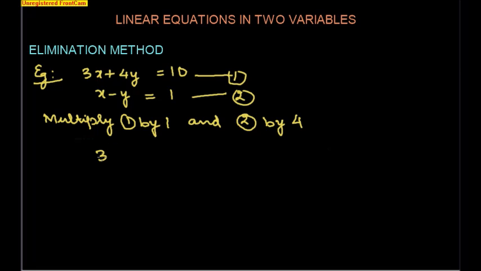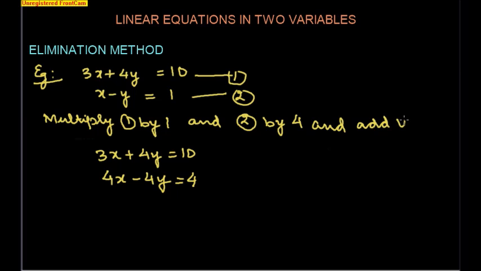So we write down here 3x plus 4y is equal to 10. When we say multiplying the equation, that means each term will be multiplied by that value. Like in the second equation, I multiply by 4, so I get 4x minus 4y is equal to 4. Now if you see, the signs here are different. So for us to get y cancelled, we need to add them. So I write the instruction here: add them.